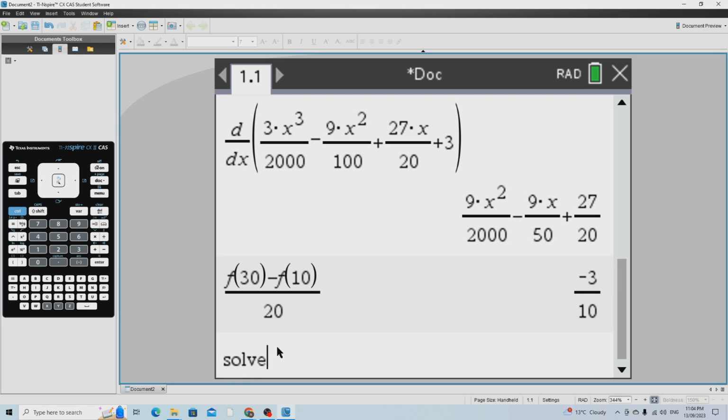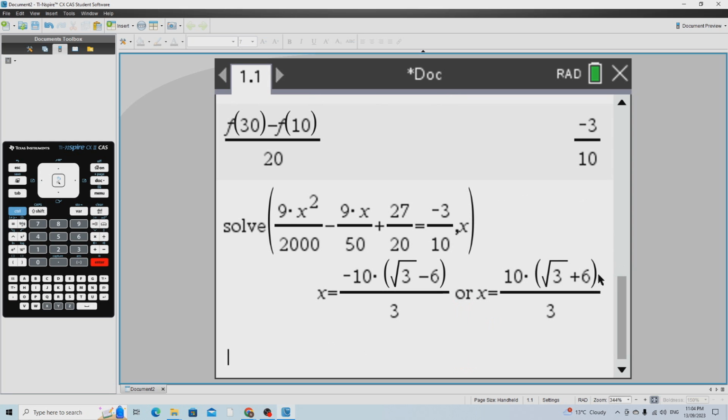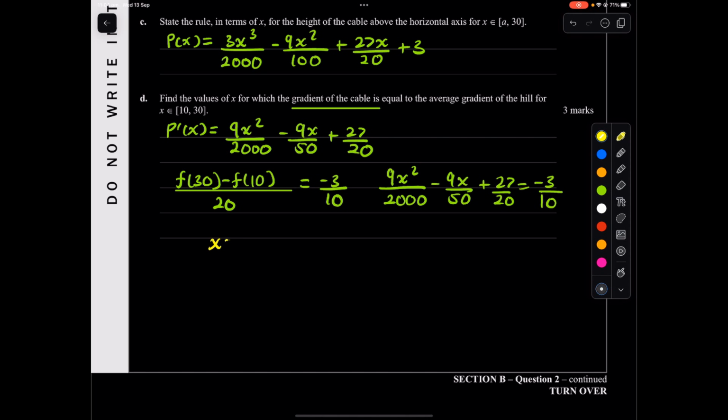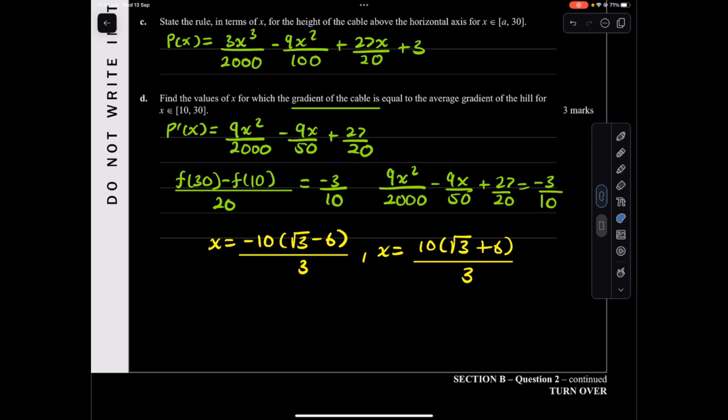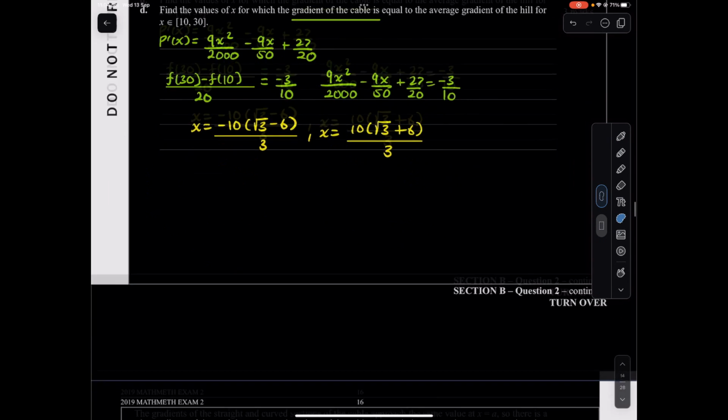And we want to solve this for x, which gives us these two values. So there's two values, perfect. Our values are x equals negative 10 root 3 minus 6 all over 3, and x equals 10 root 3 plus 6 all over root 3. Done. Let's go to the next question.